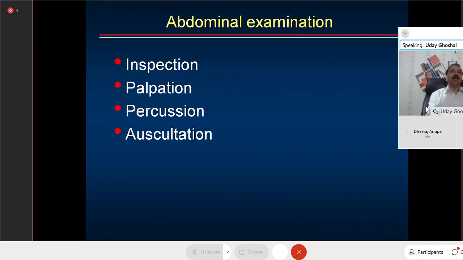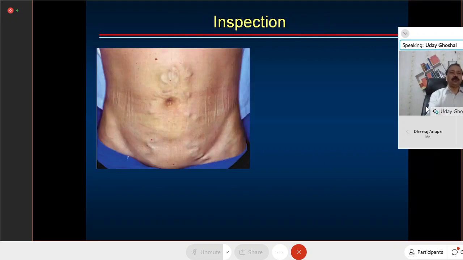Now let us come to the abdominal examination analysis. Our patient did not have anything in inspection, but there are findings in palpation. So inspection revealed nothing. But let me tell you, what can you see in the inspection? This is Caput medusae. This is not talking about this patient.